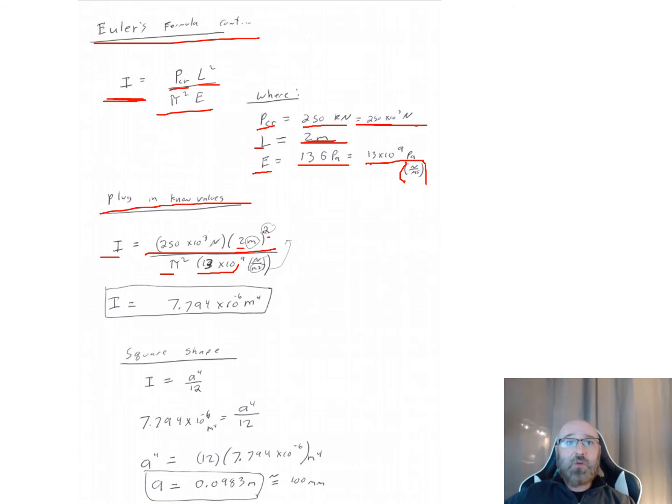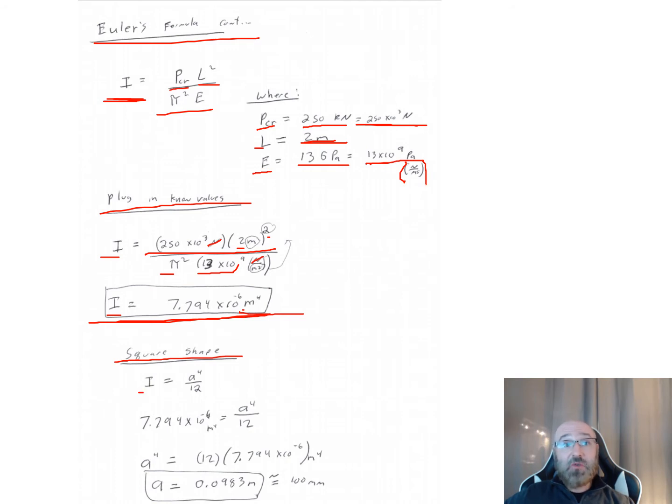So we plug that in, and we do some unit analysis on this. I have a newton here and a newton here that will cancel on the numerator and denominator. And I have a meter squared on the numerator and a 1 over meter squared on the denominator, which would make meters to the fourth for our problem, which is the units we should expect for our value for I. So I is equal to 7.794 times 10 to the negative 6 in units of meters to the fourth.